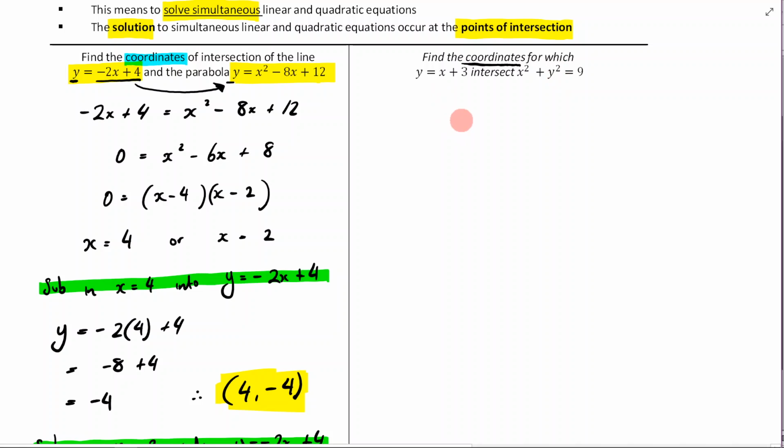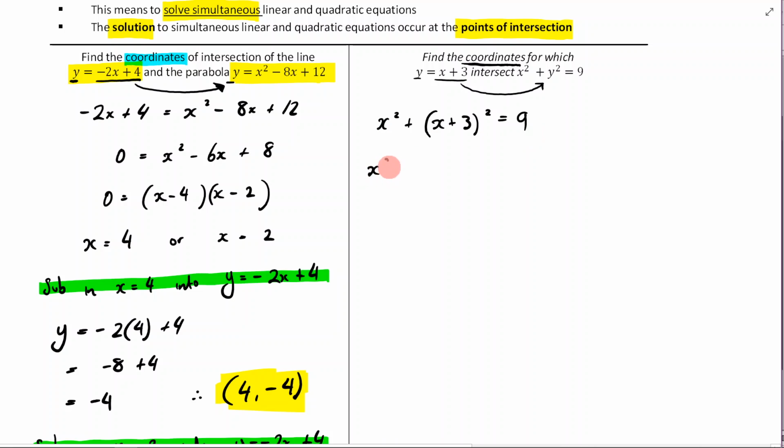What you're always going to do is say, well, if y is equal to x plus 3, I can chuck the x plus 3 value into the y spot over here. So if y is equal to this, I can put it into the y spot over there. So that means I can say x squared plus, and then instead of y, I'm going to say x plus 3 squared is equal to 9. Then, after I've done this, it's a matter of expanding out.